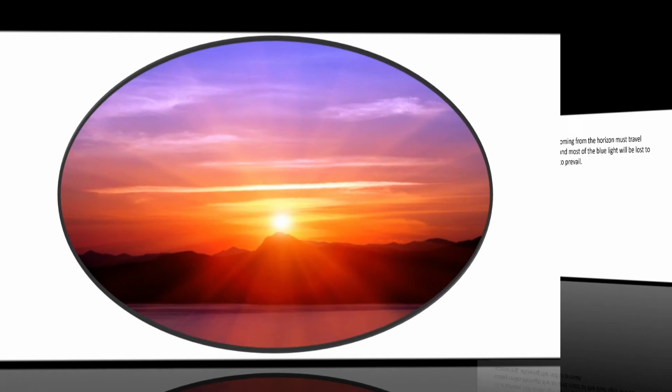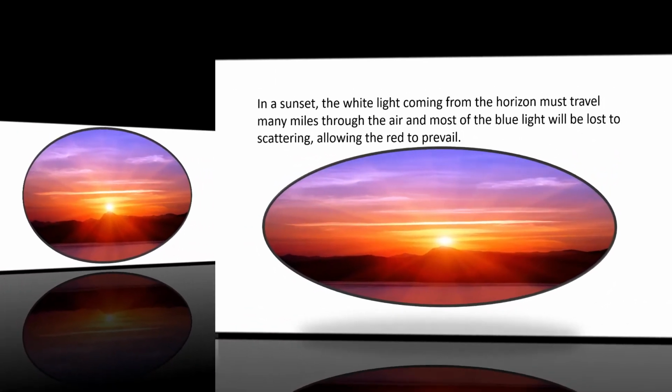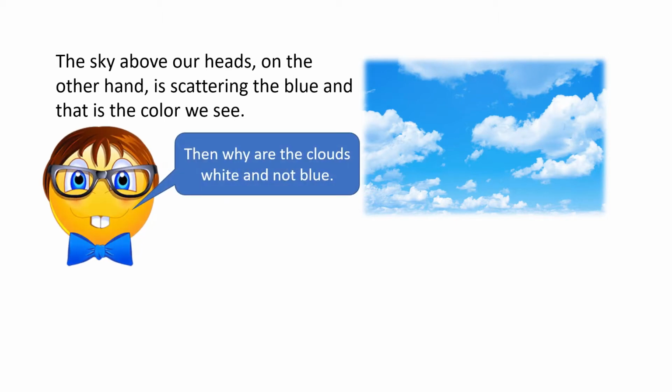In a sunset, the white light coming from the horizon must travel many miles through the air, and most of the blue light will be lost to scattering, allowing the red to prevail. The sky above our heads, on the other hand, is scattering the blue, and that's the color we see. Then why are the clouds white and not blue?